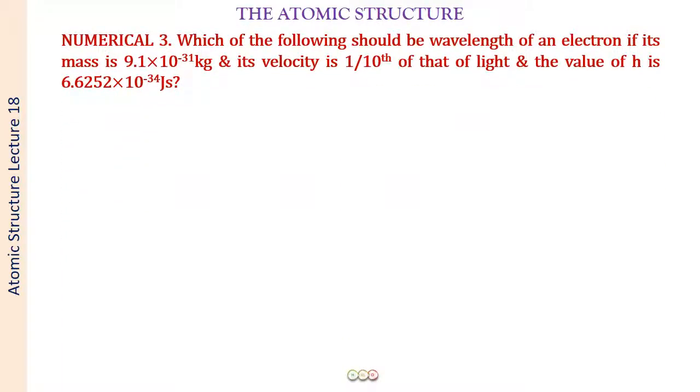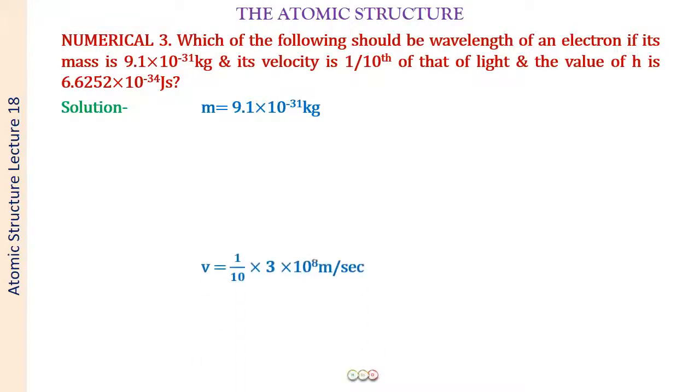So now the third question we have is: which of the following should be the wavelength of an electron if its mass is 9.1 into 10 power minus 31 kg and its velocity is 1/10 that of light, and the value of h is 6.6252 into 10 power minus 34 joule second. So we are given the mass, the velocity, and even the value of h. We have to find the wavelength of the electron, and that is given to us by the de Broglie relation.